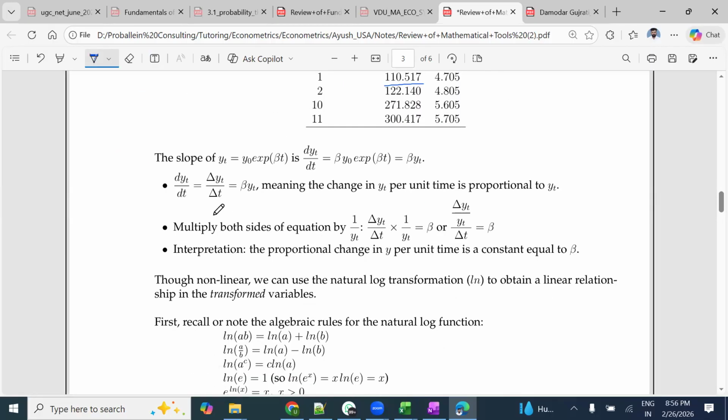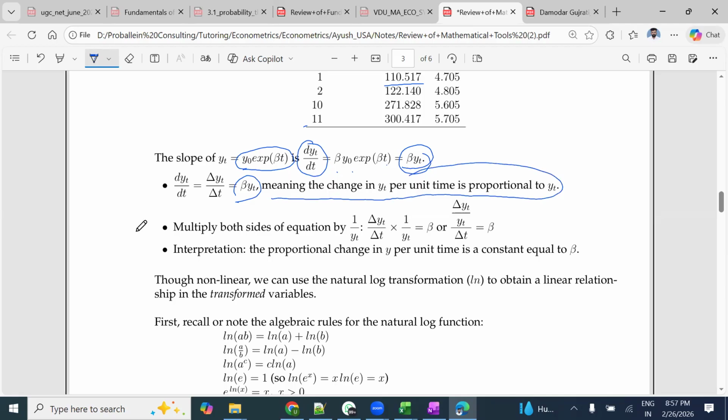So it is saying the slope of yt is nothing but, you just see, if this is your yt equation, then what will be your dyt upon dt? It will be nothing but beta times y naught exponent of beta t, that is nothing but beta yt. So dyt upon dt is the change in yt with respect to t. That is beta yt. It means that the change in yt per unit time is proportional to yt.